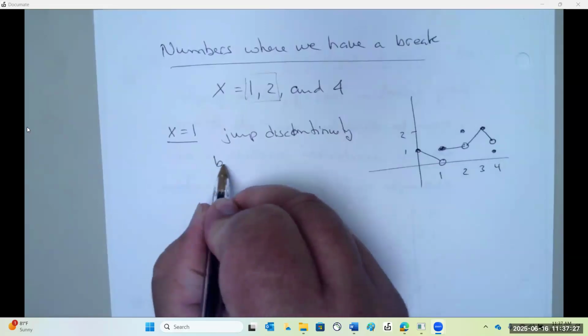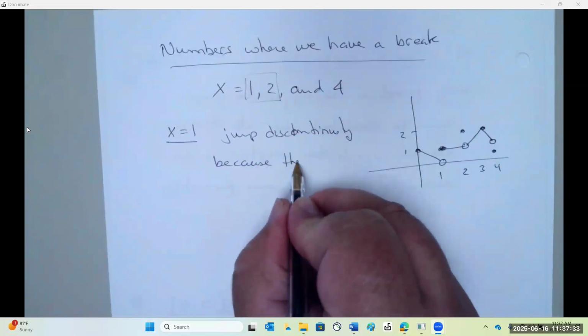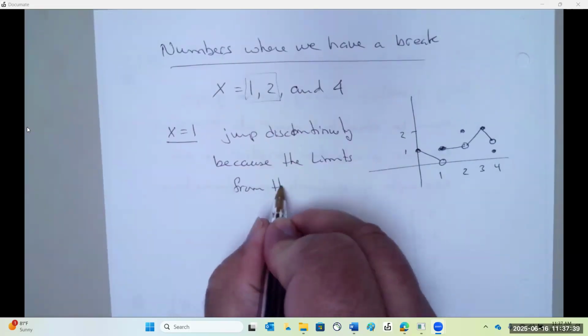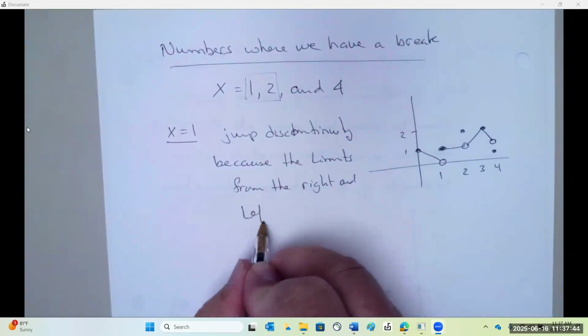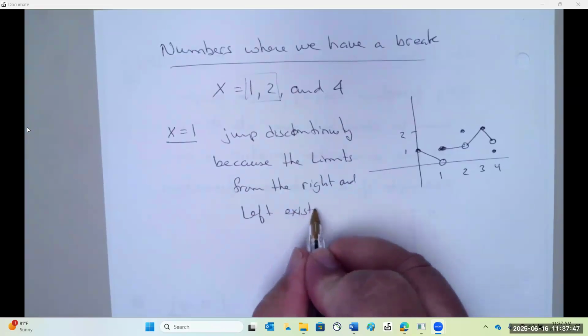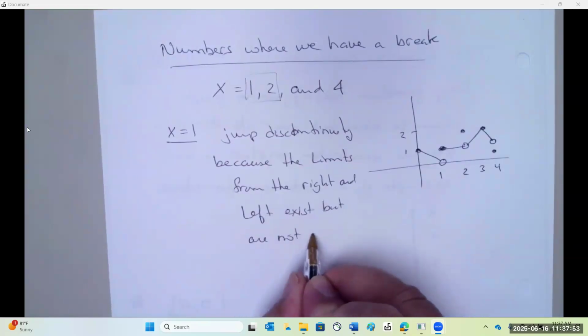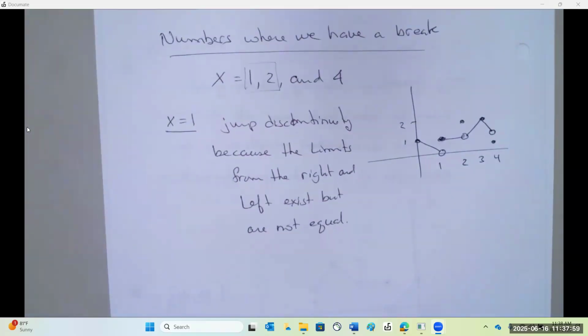It's a discontinuity because the limits from the right and left exist but are not equal. That's by definition what a jump discontinuity is.